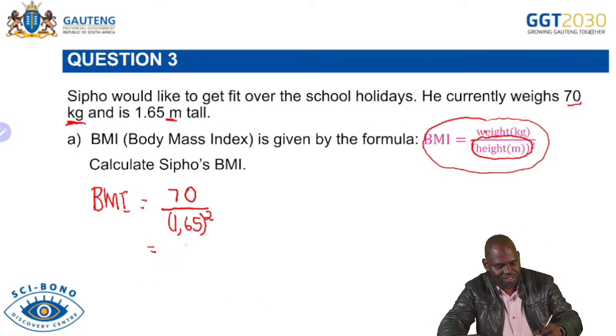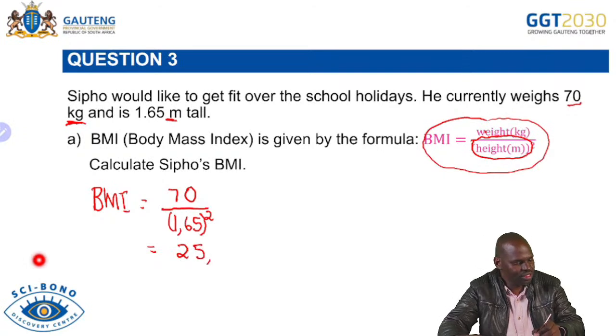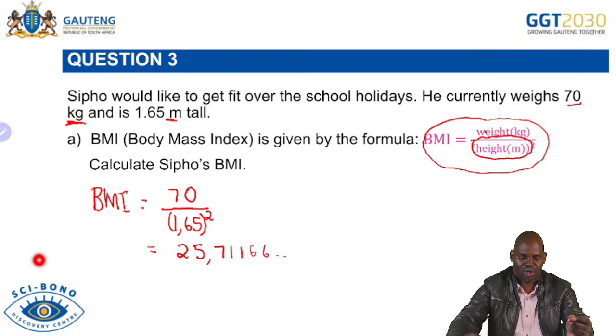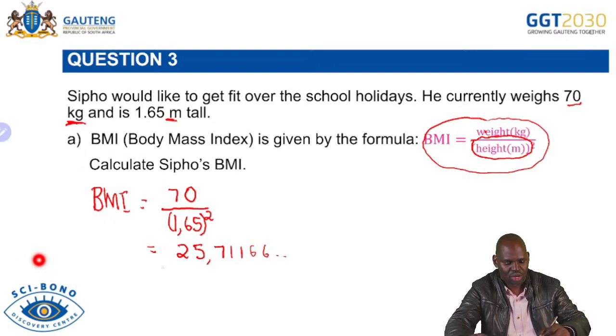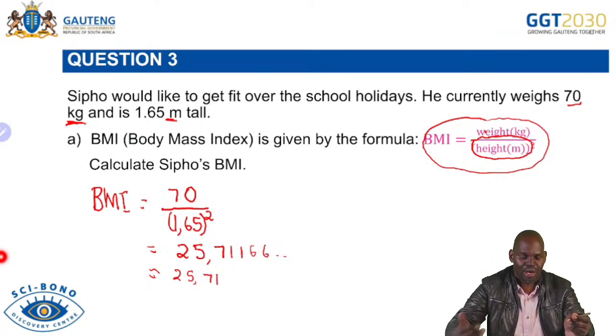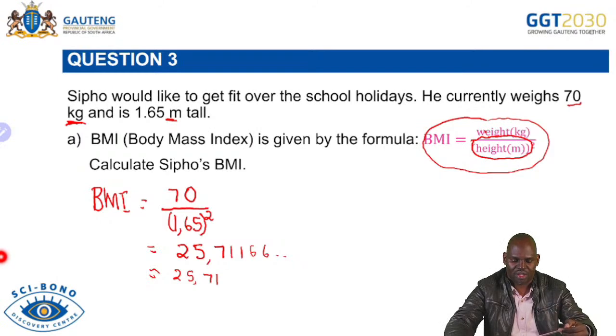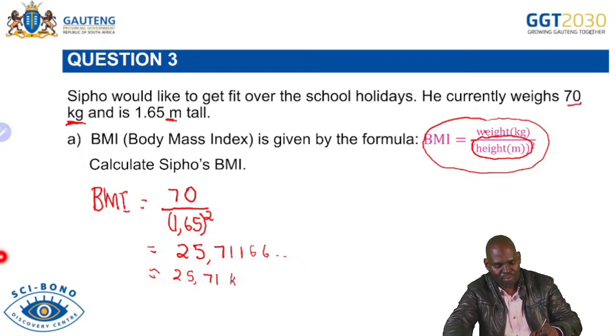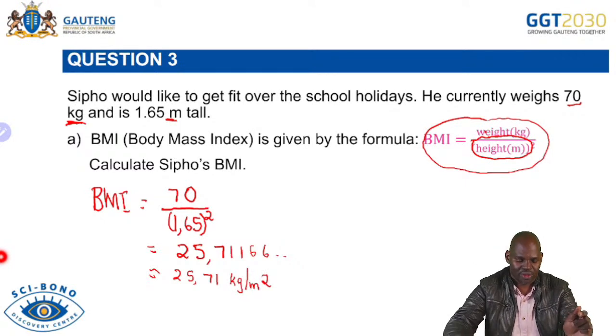So 25.7 is actually 25.71166 and so on. Usually we'll be expected to leave it with at least one or two decimal places. Okay, BMI. Now remember, it was not even necessary to indicate the units when we do the substitution. What we know is our answer will be in kilogram per square meter. So we must just indicate the unit.